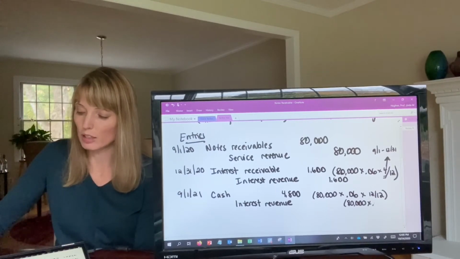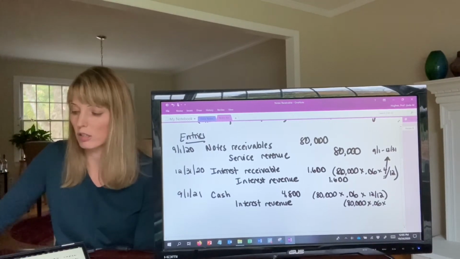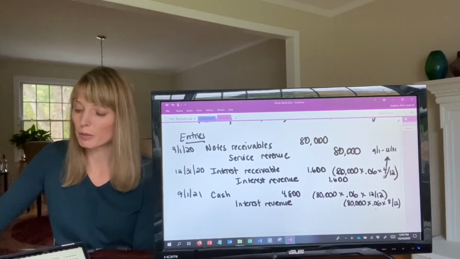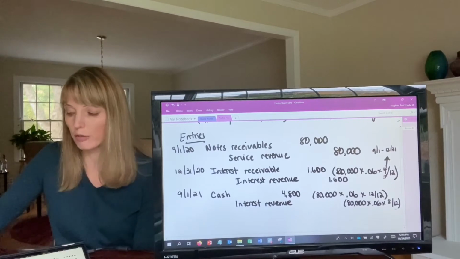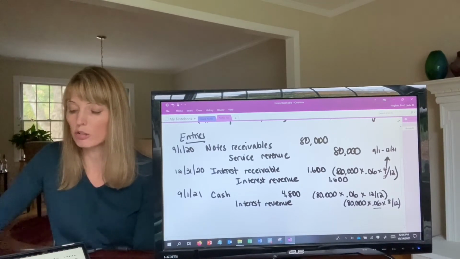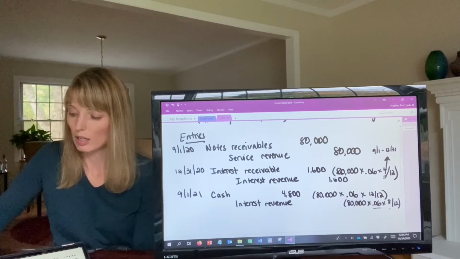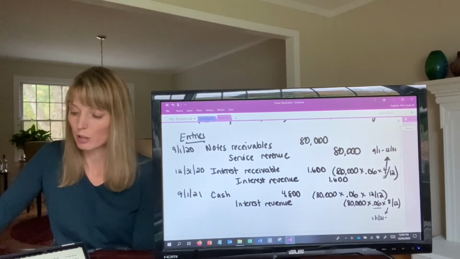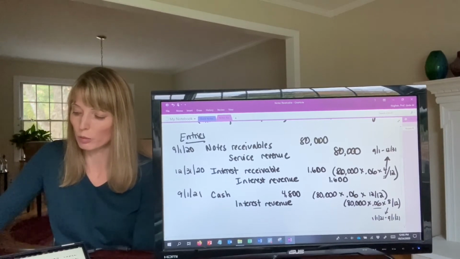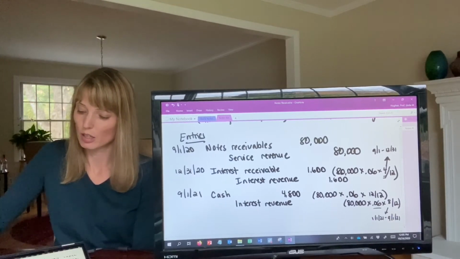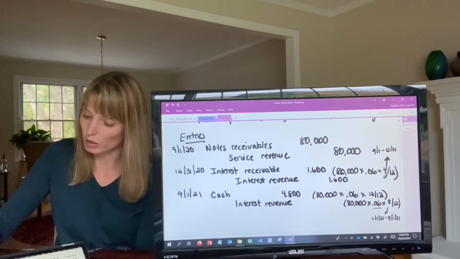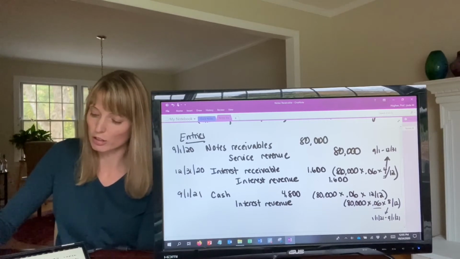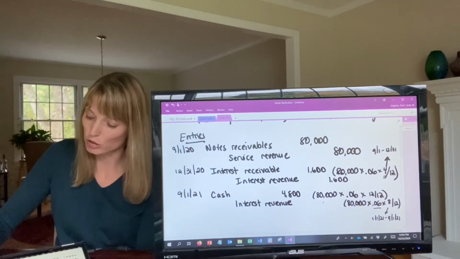So the principal of $80,000 times the 6% interest times the remaining 8 months out of the 12. Remember, the reason we have a denominator of 12 months is because our interest rate is on an annual basis. And these 8 months relate to January 1st of 2021 through September 1st of 2021. Those are the 8 months that have passed. And so this is going to work out to be the $4,800 minus the $1,600 that we've already recorded, so $3,200.